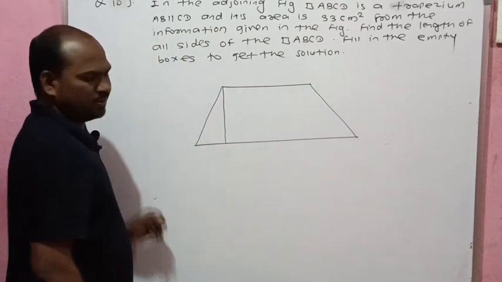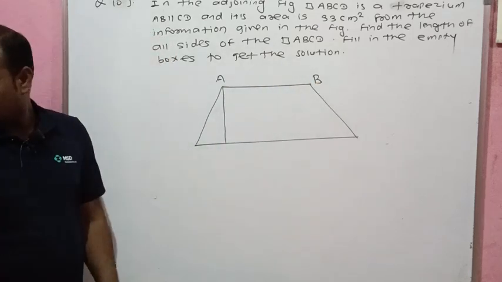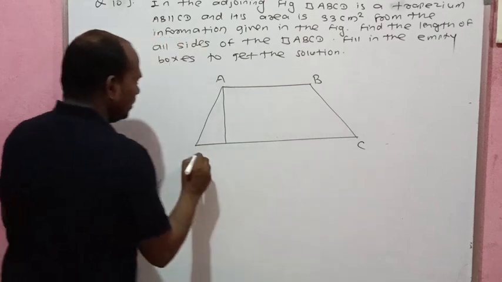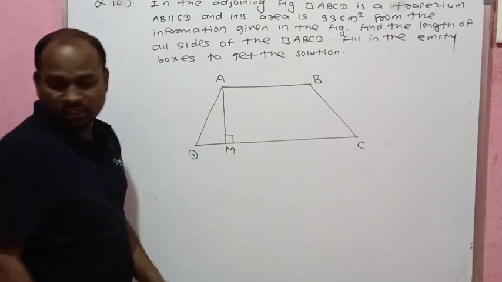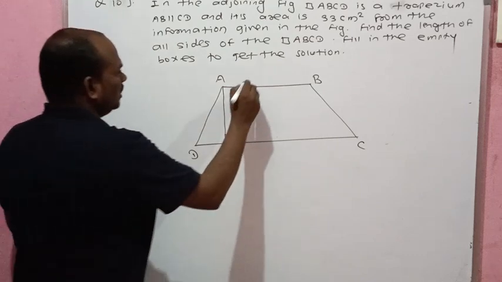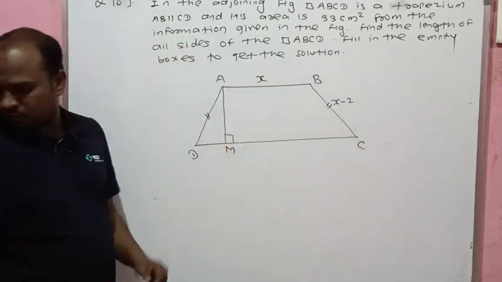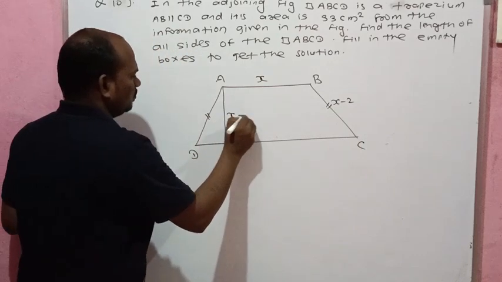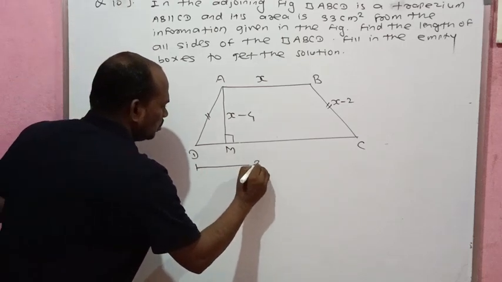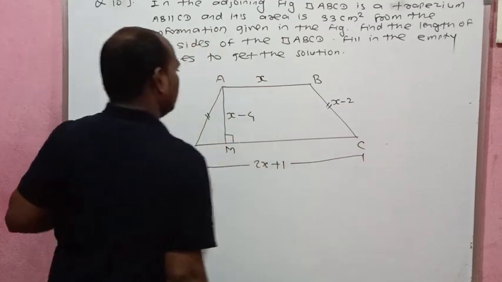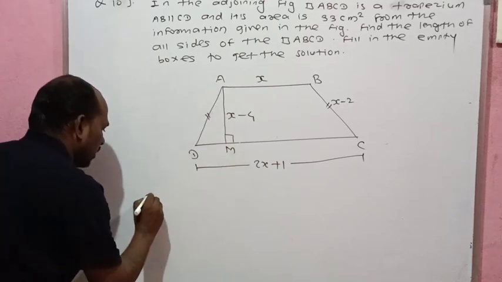Now this is a trapezium, AB parallel to CD, and this position has M. This is 90 degree. Now this position has x and this position has x minus 2. Then this position is x minus 4 and this position is 2x plus 1. Now we can solve this question.